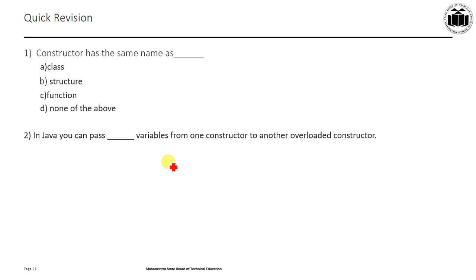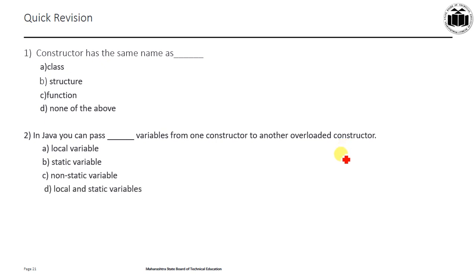The second question: in Java, you can pass variables from one constructor to another, overloaded constructor. Option A is local variable, B is static variable, C is non-static variable, D is local and static variable. And the correct answer is local and static variable.